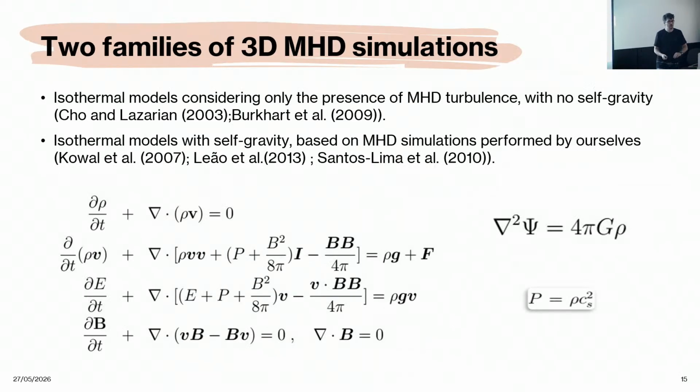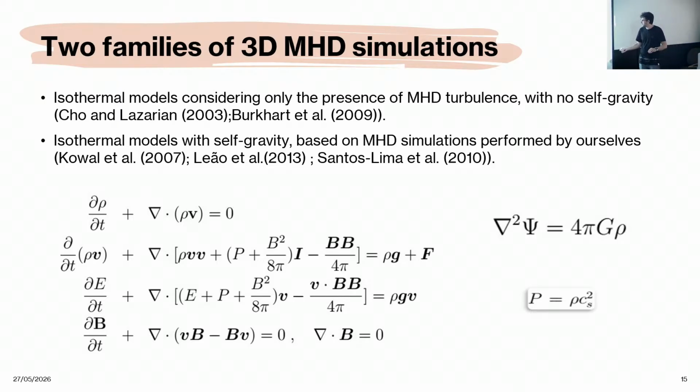So now, going to the work we did, we built 2 families of simulations. One isothermal, considering only the presence of MHD turbulence, with no self-gravity, and another one, an isothermal model, same thing, but considering the self-gravity. That will allow the star formation. So it is an essential ingredient that we have to consider. Otherwise, well, we wouldn't have stars, right?